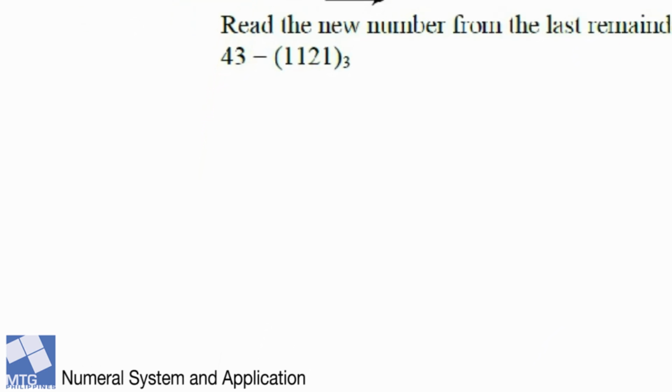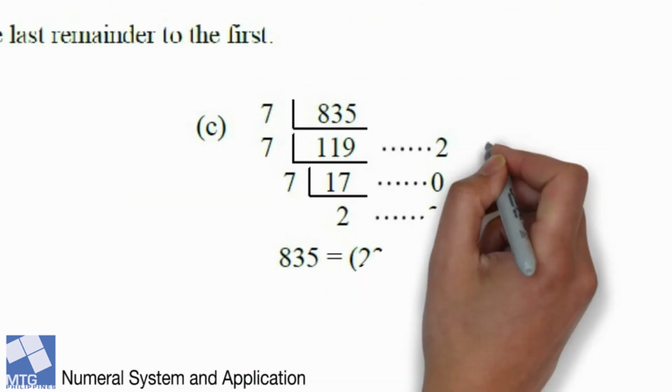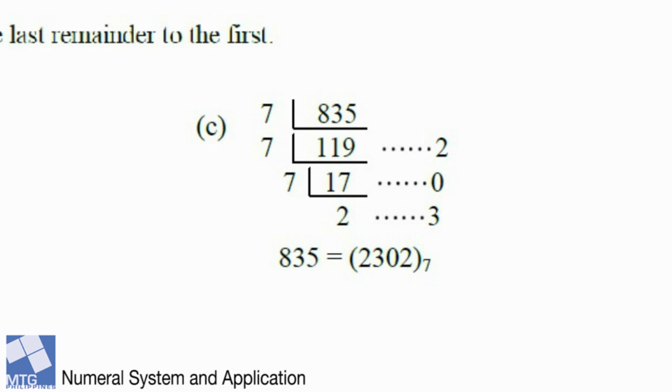Similarly, the number 678, when converted to a base 5 number, is written as 12203 base 5. For part C, if we are going to convert the number 835 to base 7, we will just divide this number by 7 until we have the last remainder. Thus, we will have 2302 base 7.